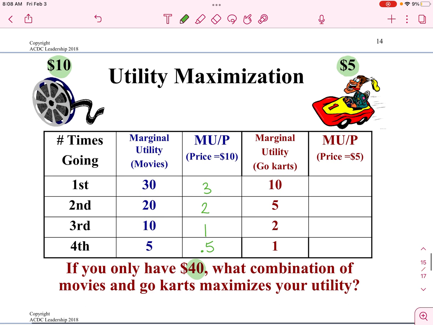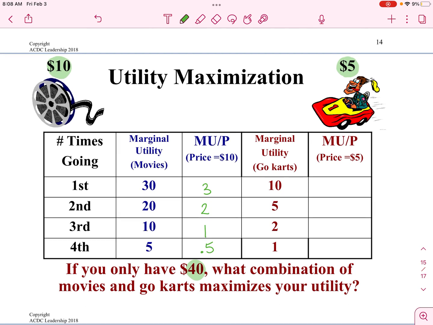We're going to do the same thing with go-karts. So we know that go-karts cost $5. So we're going to divide all of the marginal utilities by 5. So we have 10 divided by 5 is 2. 5 divided by 5 is 1. 2 divided by 5 is 0.4. And then 1 divided by 5 is 0.2.